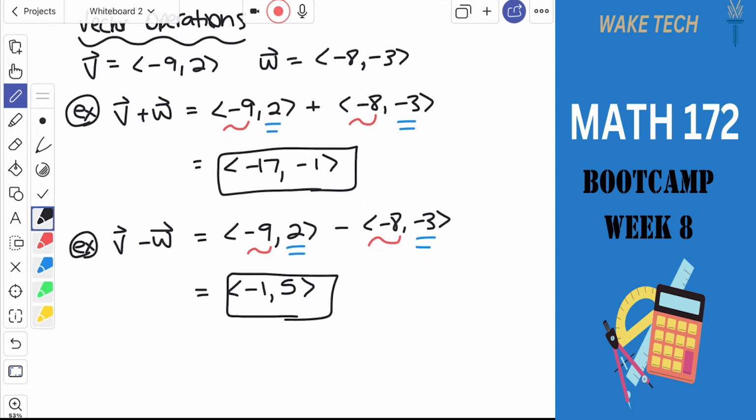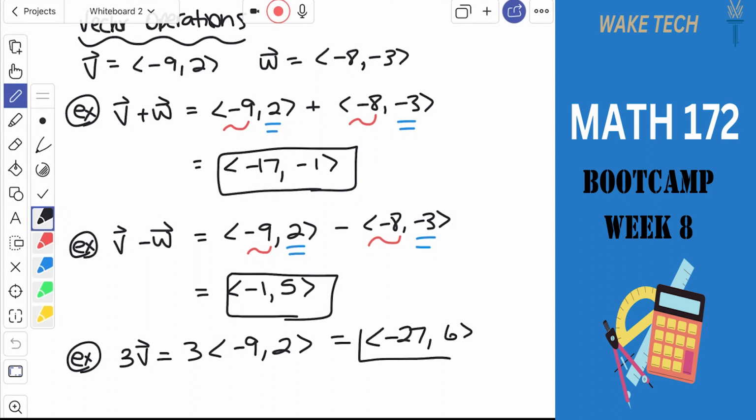We can also multiply them by constant terms. So maybe we want to figure out 3V. That means we're going to multiply 3 times the vector V, <-9, 2>. 3 times -9 is -27. 3 times 2 is 6. So in this case, we're multiplying the individual components by that number we have out in front, whichever one it is. Whatever the number is, 3 or a half or a third or 25.